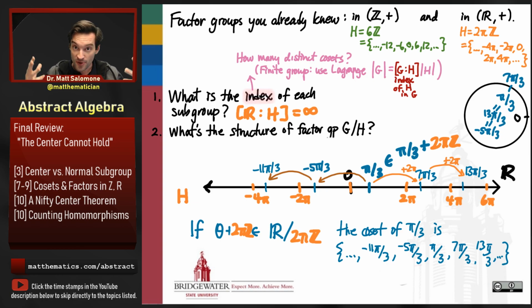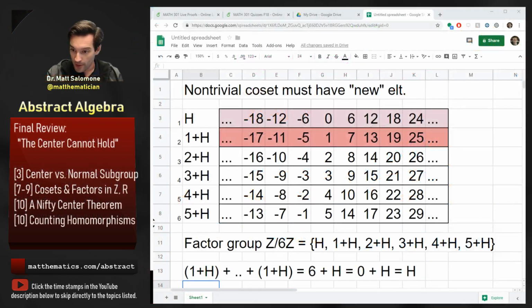So taking a factor group is a bit like erasing a subgroup. I'm not going to care any longer about differences between elements in my group as long as the differences can be accounted for by this subgroup. When the multiples of 2 pi no longer matter, then pi over 3 becomes the same thing as 7 pi over 3, for example. When the multiples of 6 no longer matter, then 1 becomes the same thing as 7, and 4 becomes the same thing as 22.